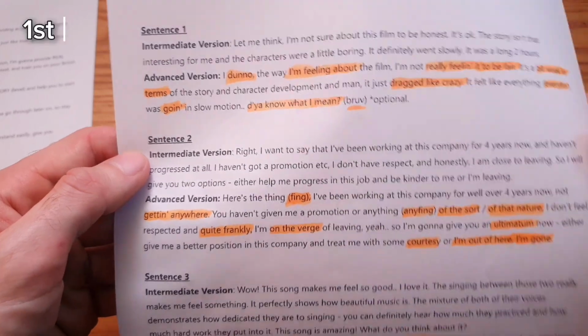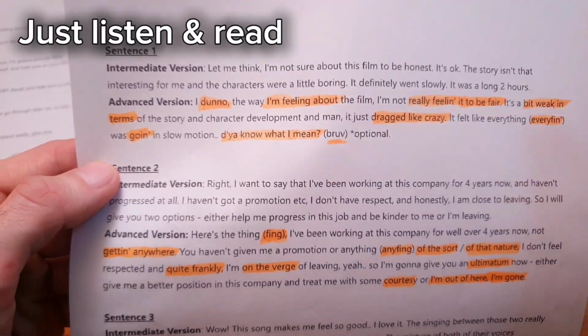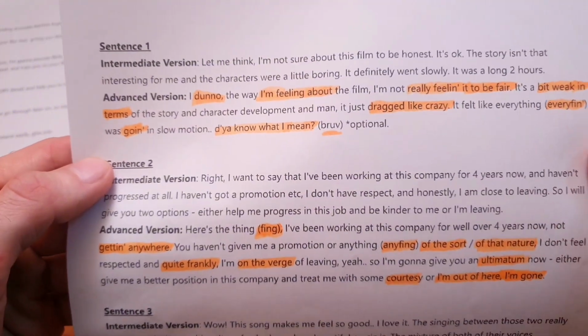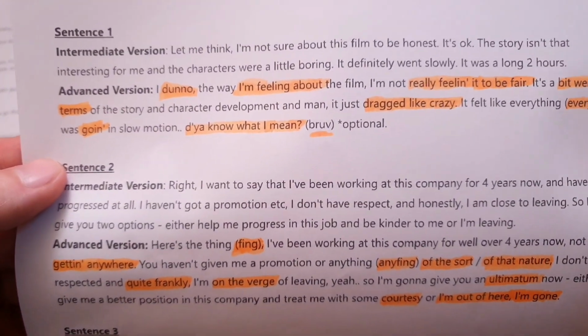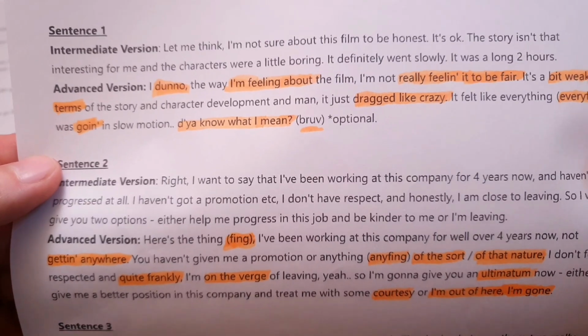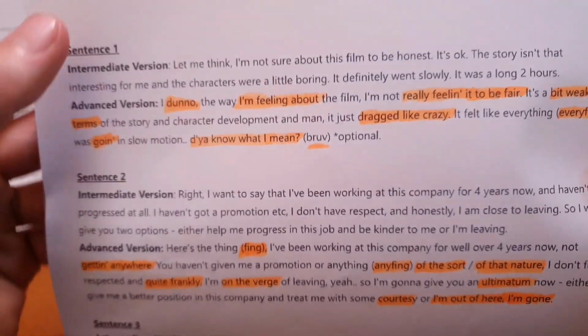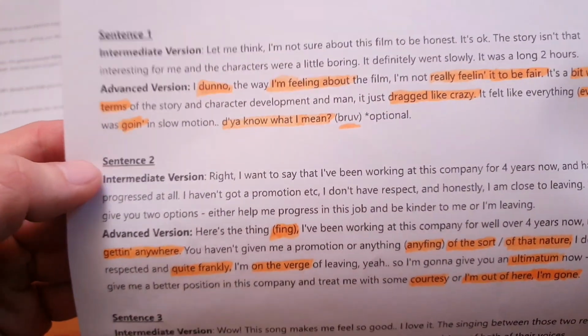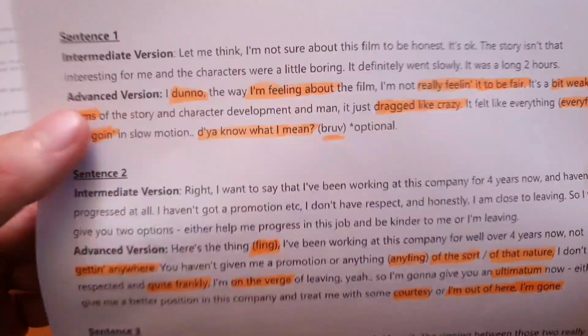So first example sentence, let me think. I'm not sure about this film, to be honest. It's okay. The story isn't that interesting for me, and the characters were a little boring. It definitely went slowly. It was a long 2 hours. Okay, that's the intermediate version. Now you're going to be speaking at the advanced or the native level.